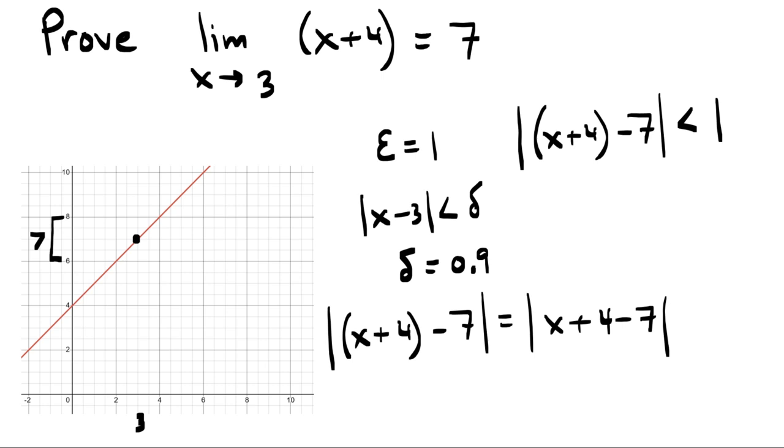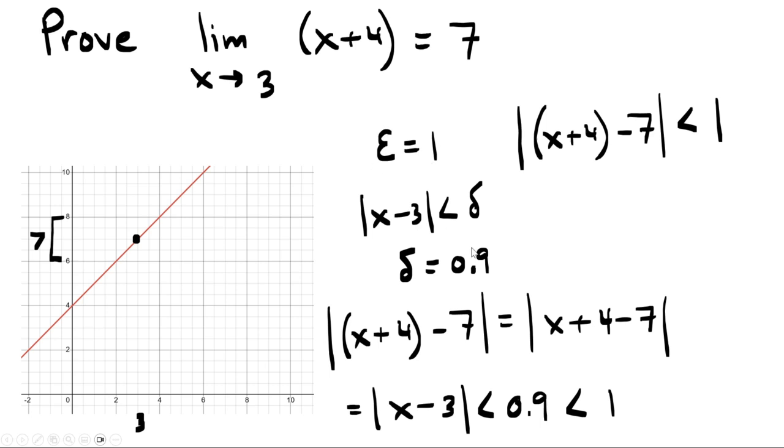Okay, good. Would you say that is also the exact same thing as the absolute value of x minus 3? Okay, and here's where our delta comes in. Our delta is 0.9, right? So that means the difference between x and 3 has to be less than 0.9. Perfect. There it is. We substitute our delta, 0.9, because we chose it. So hold on, is 0.9 actually less than 1? Yes, yes, yes. And we're done.